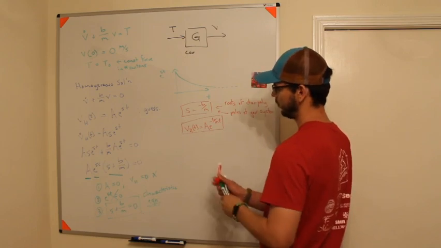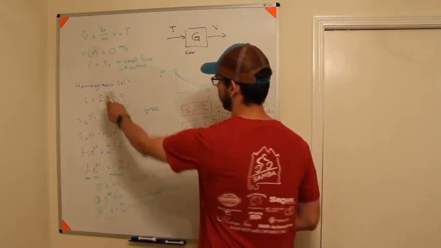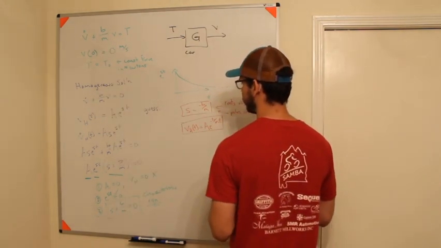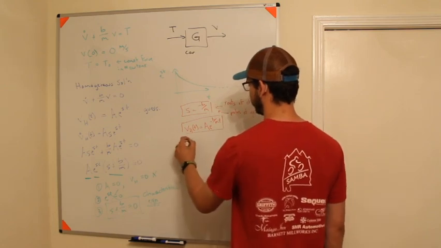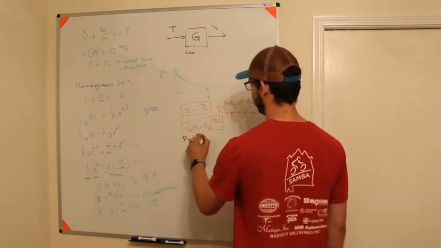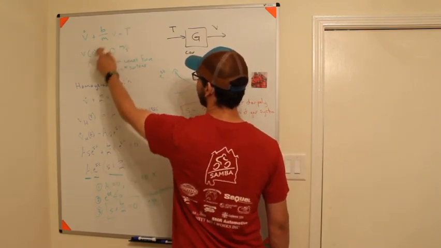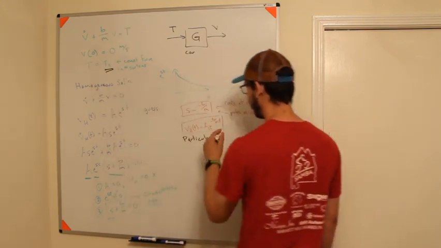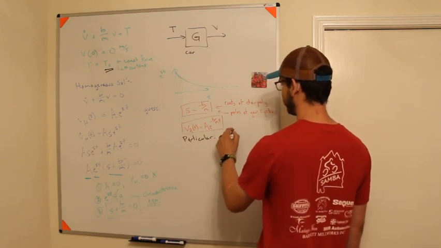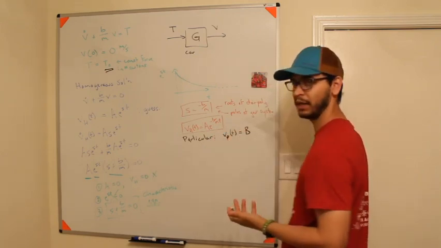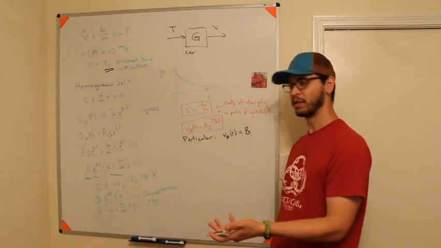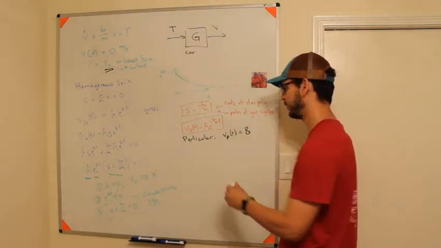So now we already have a homogeneous solution. So now what we do is we find the particular solution. So the particular solution goes like this. T naught is my forcing function, and it is a constant. So my guess, v particular of t, is I'm just going to pick a constant. Since the forcing function is a constant, my guess is a constant.